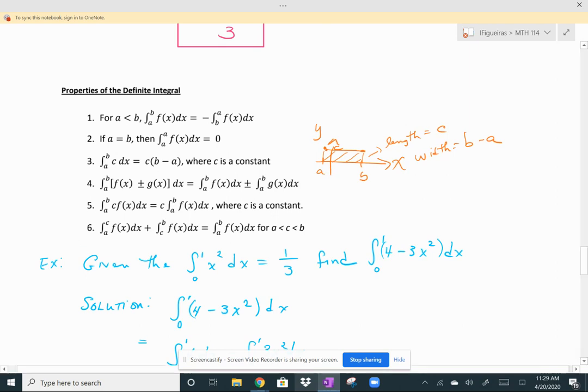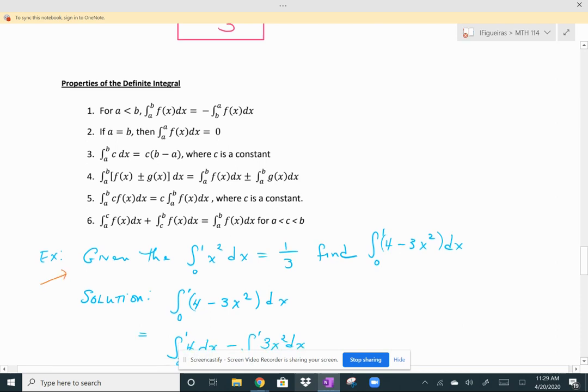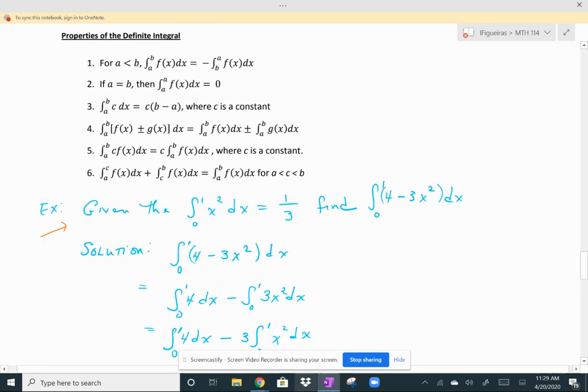All right, so we're going to use some of these properties as well as some information that we've computed before in order to evaluate the following integral. So remember, we just did this one. Given that the integral of x squared from 0 to 1 dx is equal to 1/3, we want to find the integral from 0 to 1 of 4 minus 3x squared dx.